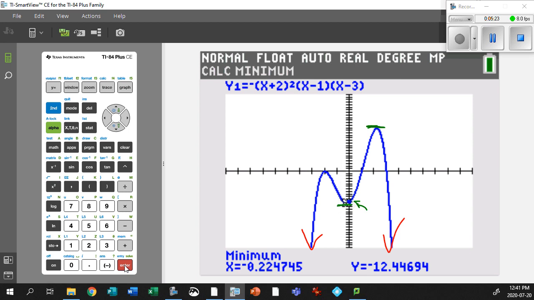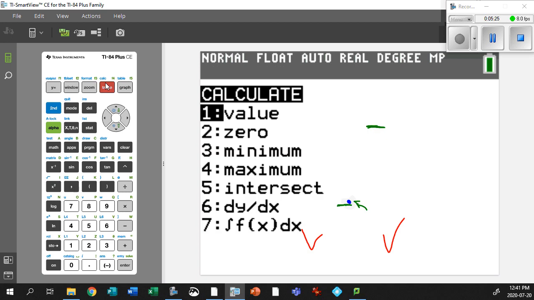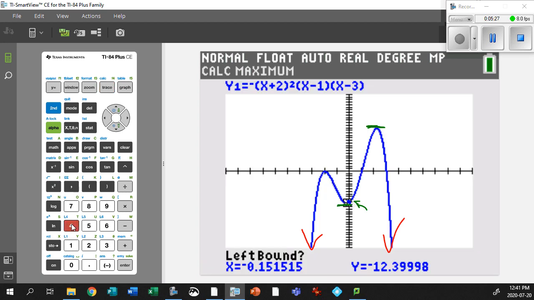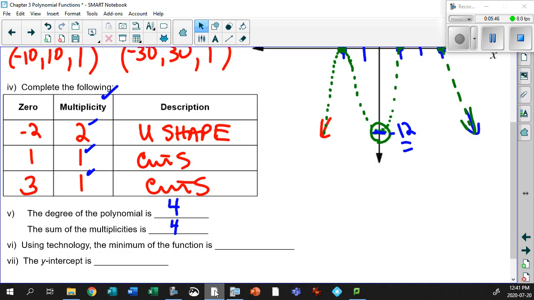Let's find the maximum. Second calc, let's find the maximum, which is 4. Same as always. Enter here, right bound and left bound, or left bound and right bound. Enter. Here we go. Take a guess. And look at that. We got it at 2.22 and 16.9. Wow. Cool stuff.